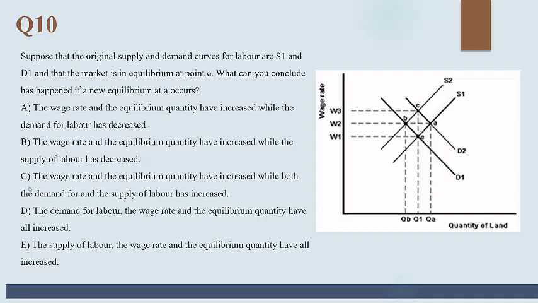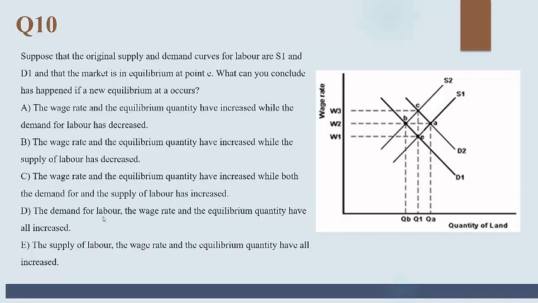C, it says the wage rate and the equilibrium quantity have increased. Okay, that's true. While both the demand for and supply of labor has increased. Well, we know that that's not true because the supply curve didn't shift, so that's not true.